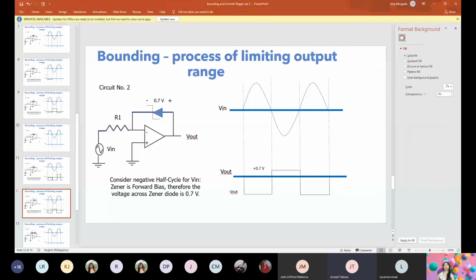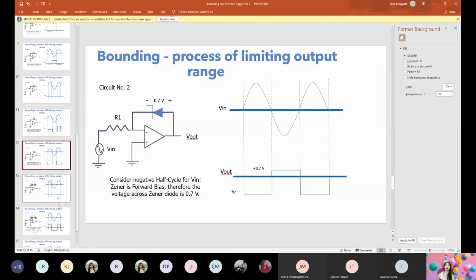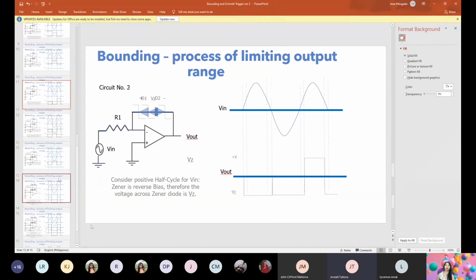So this is now the expected output waveform. It means by just looking at the circuit alone, you should be able to predict what would be the expected output waveform. Ganito mangyayari sa comparators, clamping, and Schmitt trigger. Ipapredict mo na kung anong itsura ng output waveform. And the last one, circuit number 3.